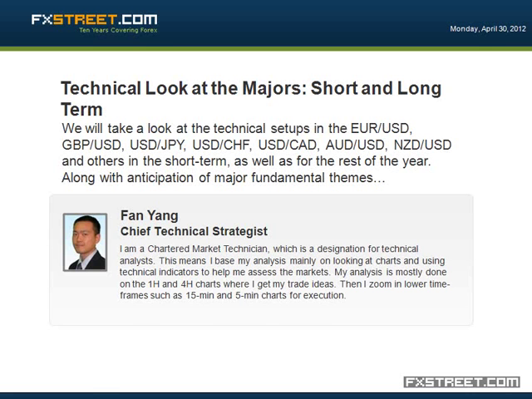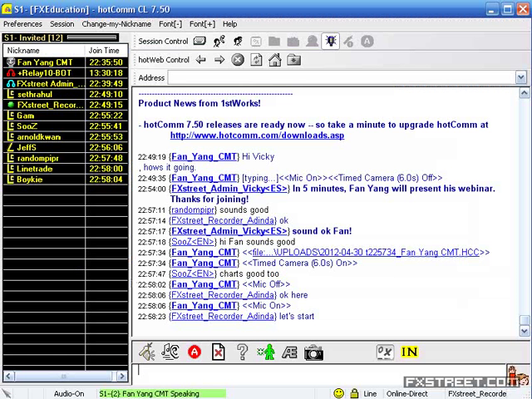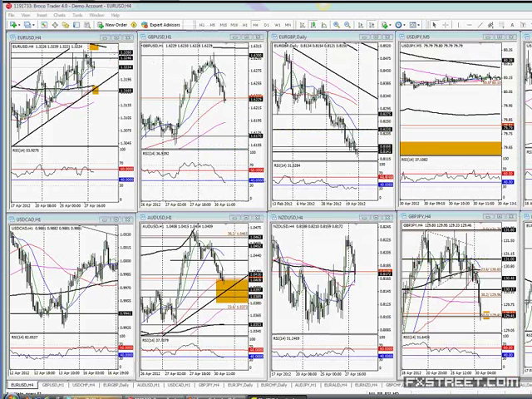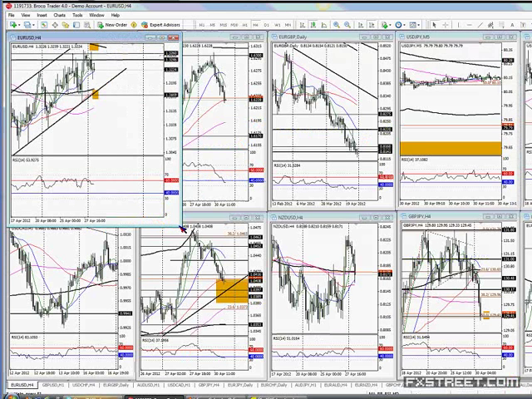We do have some interesting setups in the majors, so without further ado, I'll start right away. Just remember, trading forex involves a substantial risk of loss and may not be suitable for all investors. Okay, so let's start with the euro dollar.